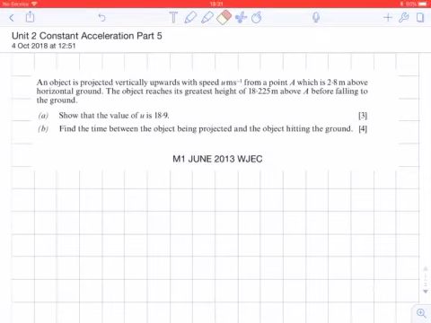Okay, in this video, we're going to attempt a constant acceleration question from a WJC paper from 2013. I chose this one particularly because it is actually quite a tricky question. It brings a lot of the things that people forget about into one seemingly small question, but it's actually a lot of work.